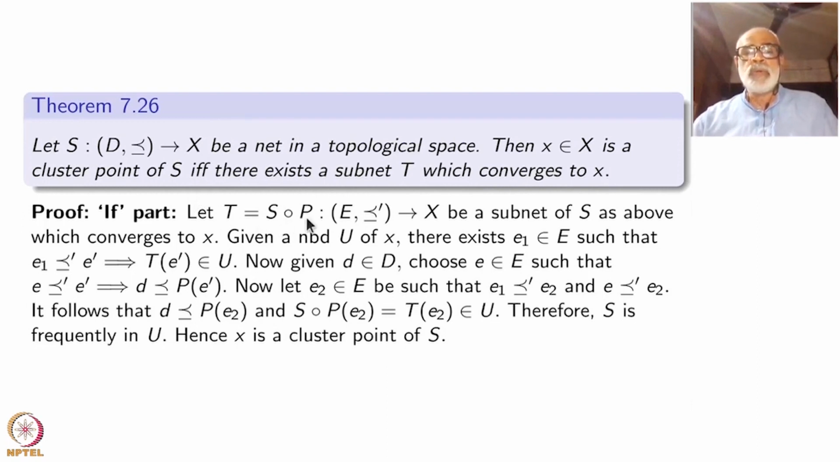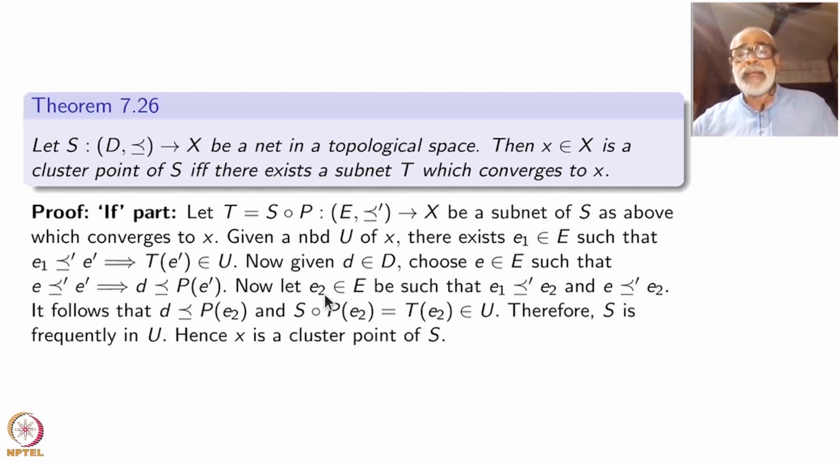Okay. So let T equal S composite P from E to X. That is, suppose this is a subnet of S, and let us assume that it converges to X. Take a neighborhood U of X. There will exist some E1 inside E such that E1 less than or equal to E prime, this is a relation inside E, implies T of E prime is inside U. This is the convergence of T. Now, given a D inside D, the original directed set, first choose E inside E such that E prime less than or equal to E implies D is less than or equal to P of E. This is the property of P. Nothing more than that. I am repeating that property here.